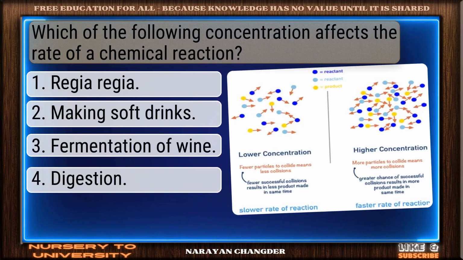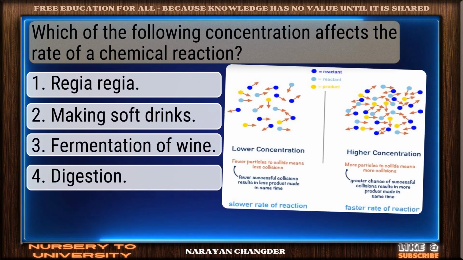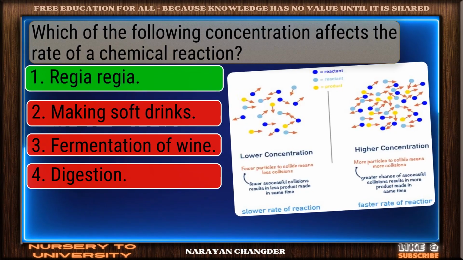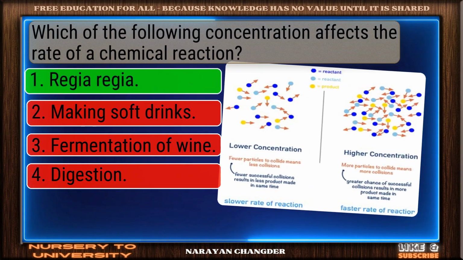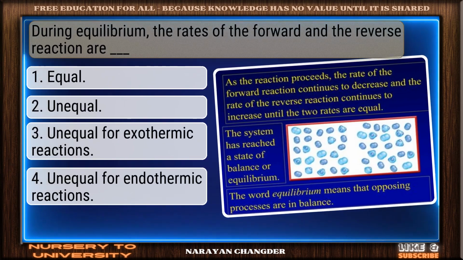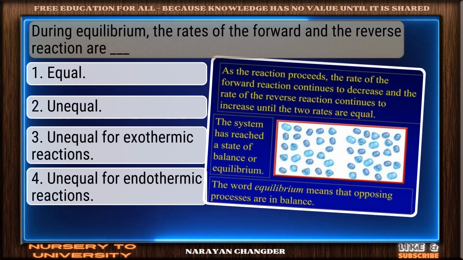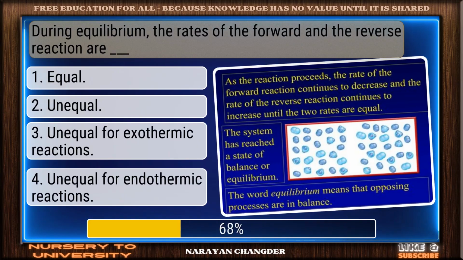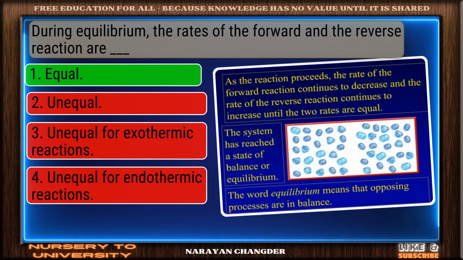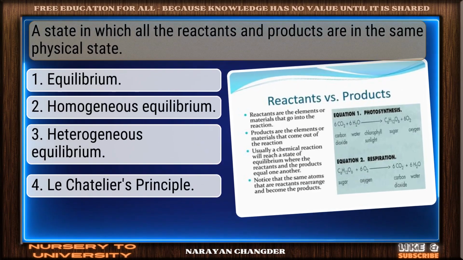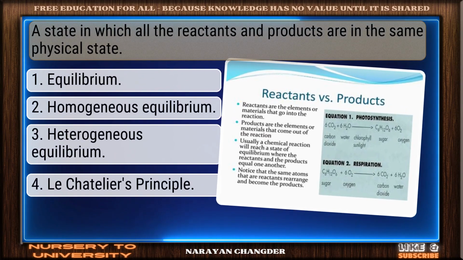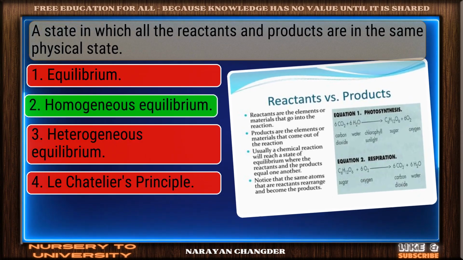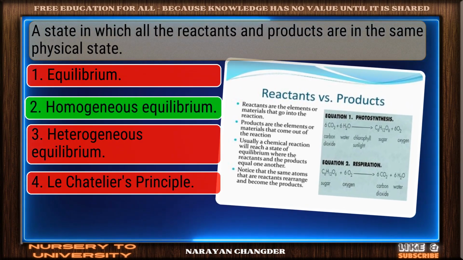Which of the following concentrations affects the rate of a chemical reaction? Well done. Regia is the right choice. During equilibrium, the rates of the forward and the reverse reaction are dash. Bravo, equal is the answer. A state in which all the reactants and products are in the same physical state. Right again. Homogeneous equilibrium is a valid answer.